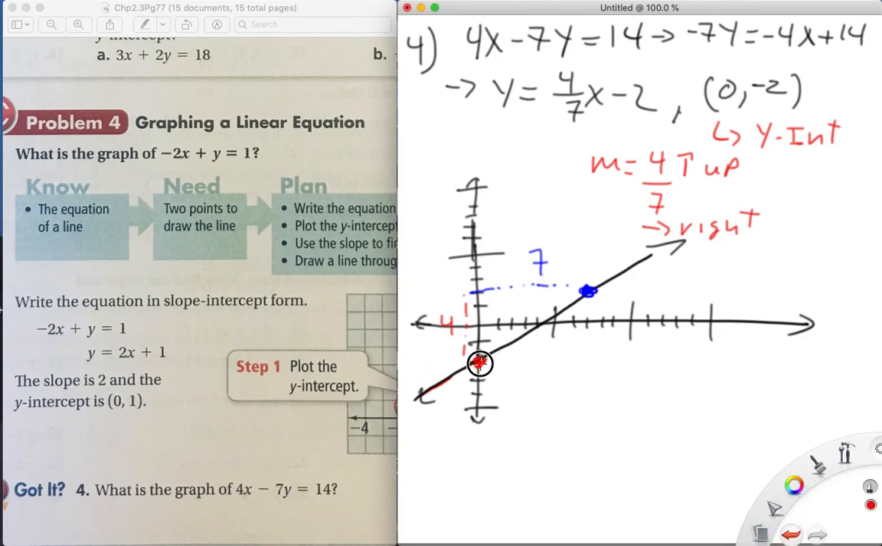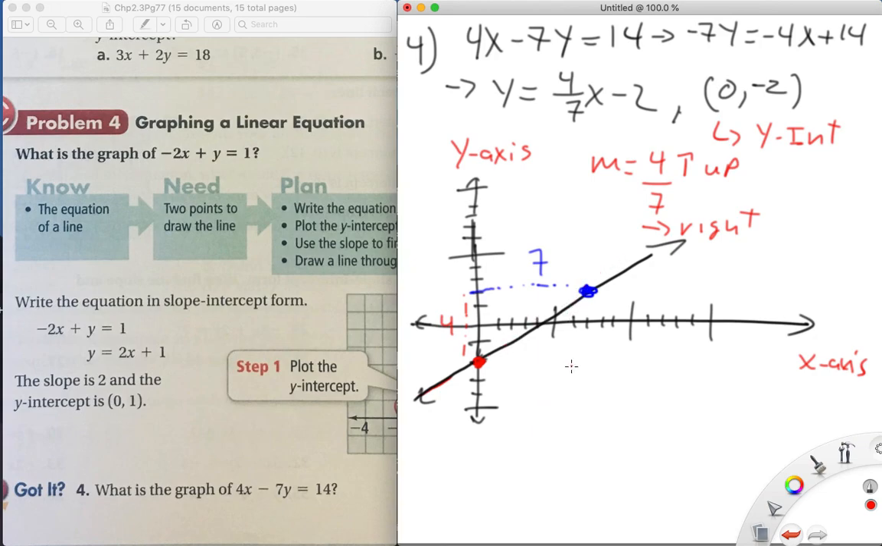First step, turn it into slope-intercept form. From the slope-intercept form, you can get your y-intercept. So you graph your y-intercept. It's always going to be on the y-axis. After that, you can use your slope to get the second point along that line, and then you connect the dots, and this is your graph.